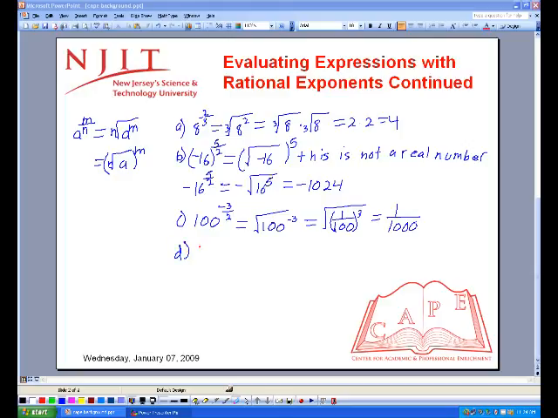Now let's look at another example. Say we have negative 25 to the 7/2 power. This is similar to b. In both cases, the exponents are odd. The denominator, or the index of the radical, is even, and inside the radical it's going to be negative, so it can't be a real number. So this is not a real number.